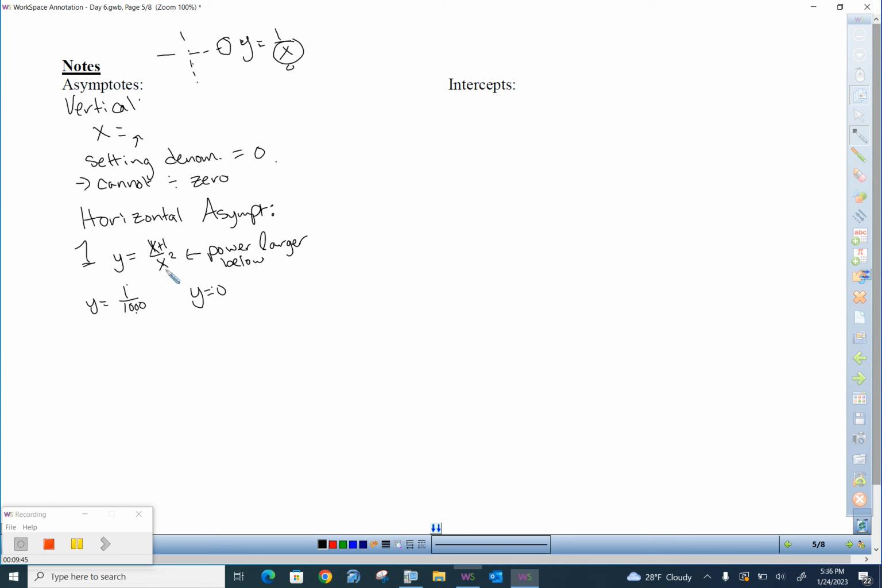This bottom number is going to be larger, way faster than this top number. So it's bigger on the bottom here, which means the result actually gets smaller, towards 0. And this is always 0.